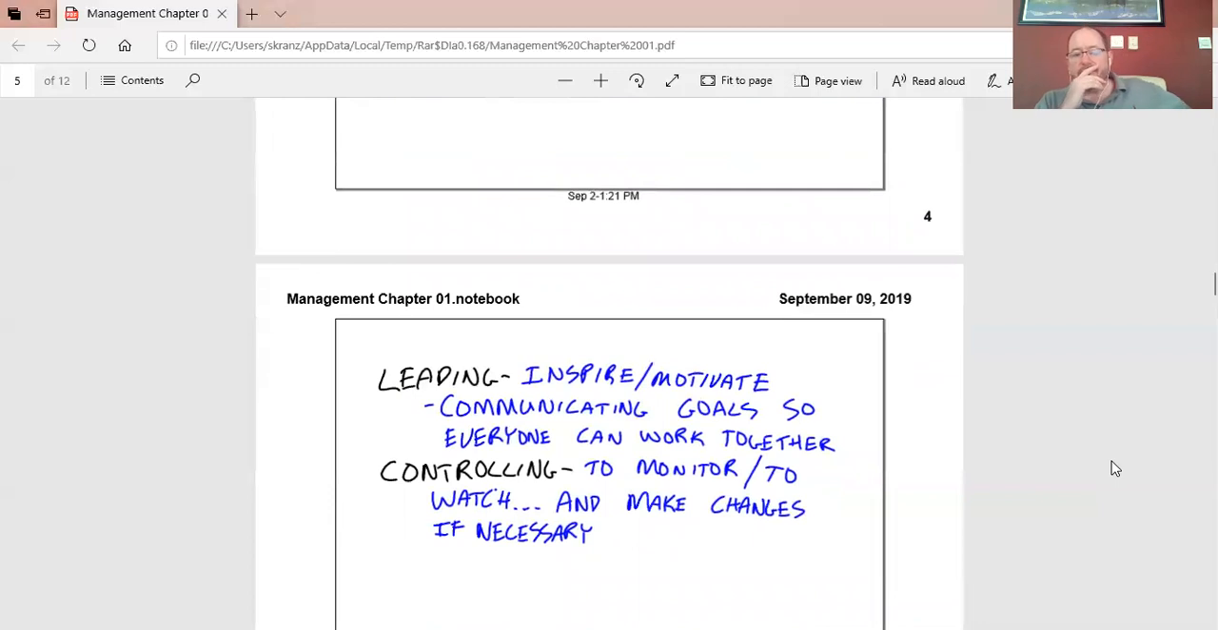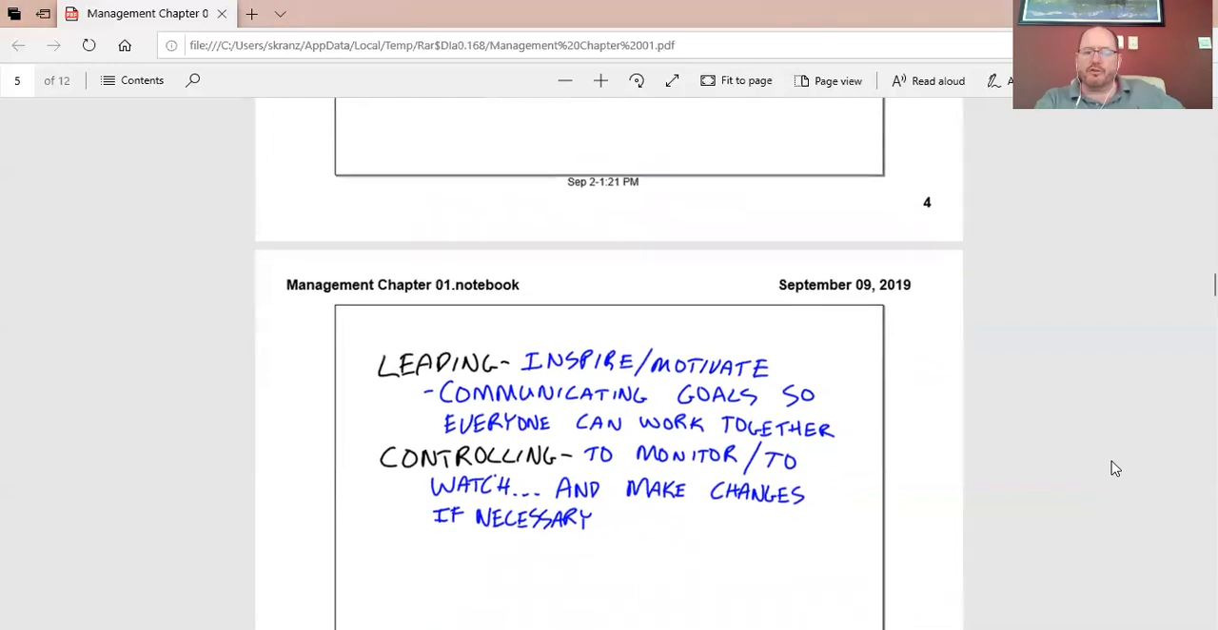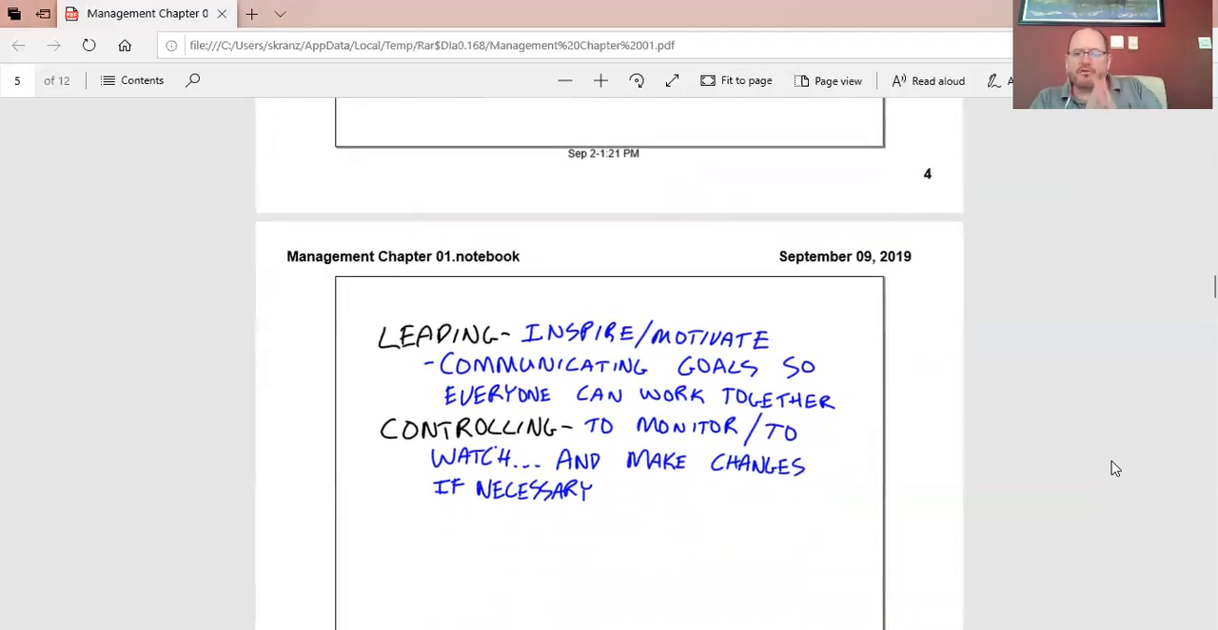Then there's leading. To be a leader means somebody is inspiring and motivating. What you're doing when you're leading is trying to communicate goals so that everyone can work together. And then, last but not least, there is control. Control means to monitor and watch what's happening and to make changes if necessary.